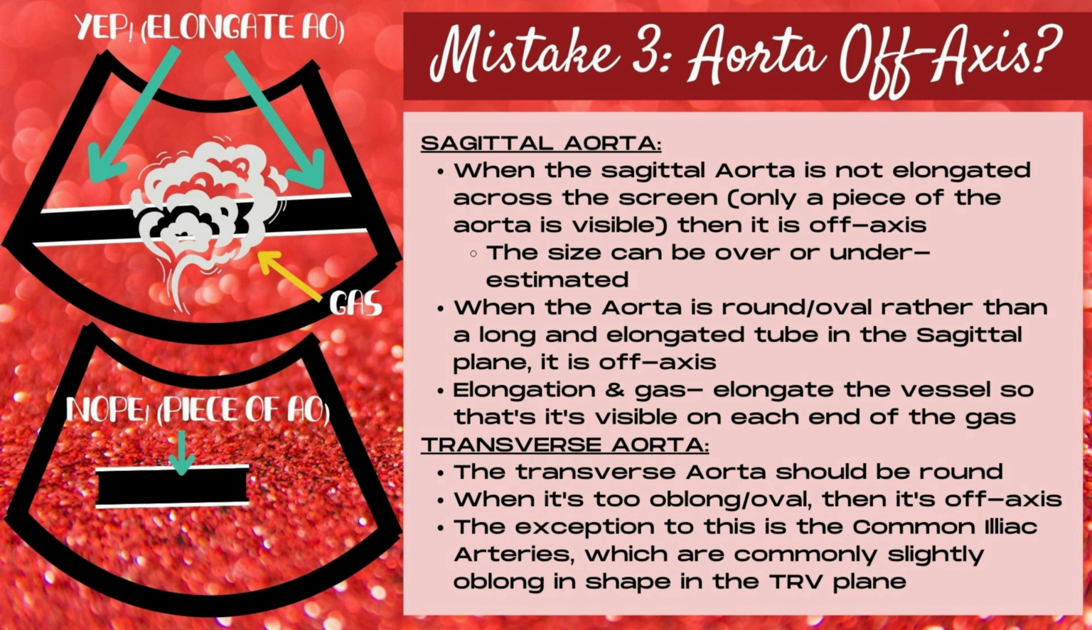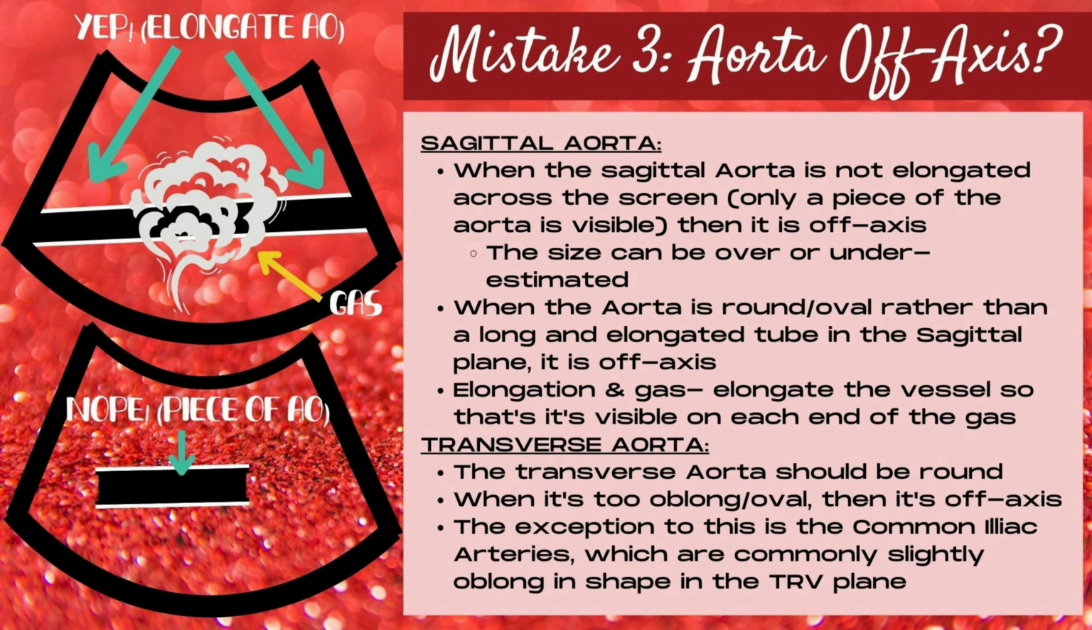When you see the aorta as a round or oval structure rather than a long, elongated tube in the sagittal plane, it is off axis. So what should you do if you can only see a portion of the aorta because there's gas in the middle? And this can commonly occur especially in the sagittal mid-aorta. What you want to do is elongate that long tube around both sides of the gas. So you want to ensure that you elongate the vessel so it's visible on each end of the gas.